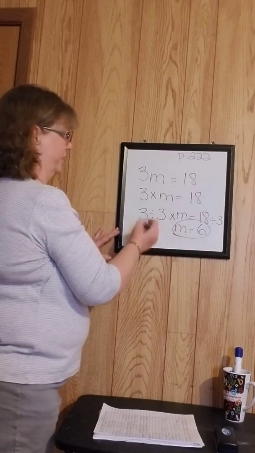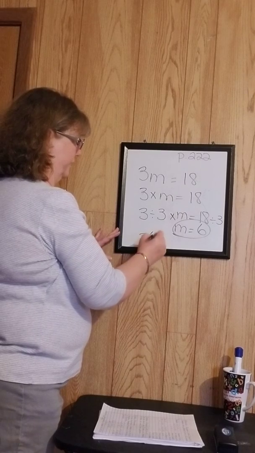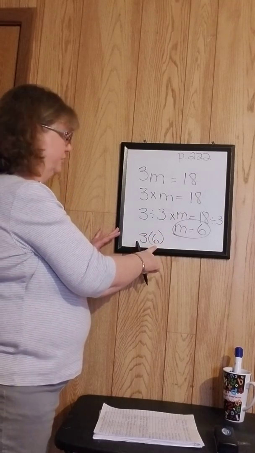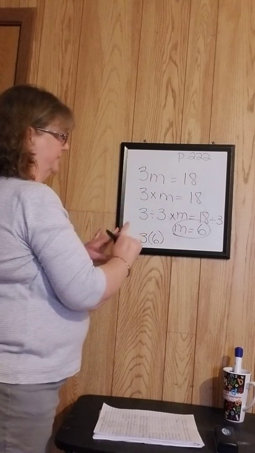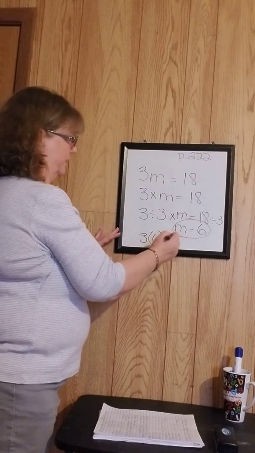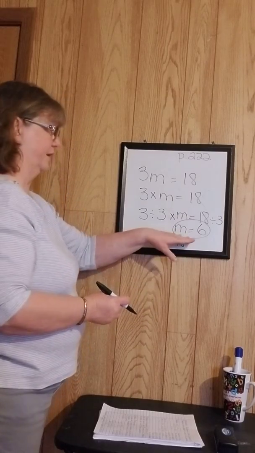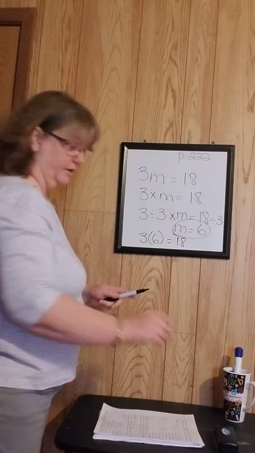And again, to check it, I'm going to use the parentheses to show another way to multiply. To put the 6 here, 3 times 6 is 18, so this is correct. This is my correct answer. All right.